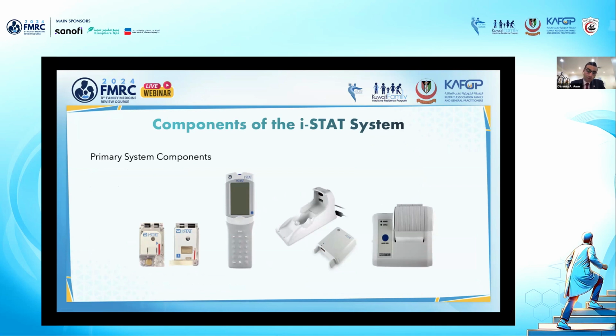We use the downloader to transfer the data from the reader, the iSTAT device, to the hospital information system, laboratory information system, and polyclinics information system. Your data can be documented in your system and the patient files. And the last part is the printer. You can print the result directly and keep a hard copy with you.